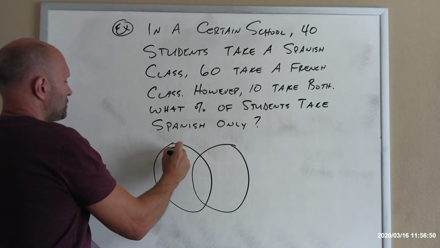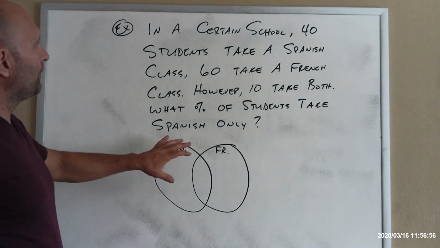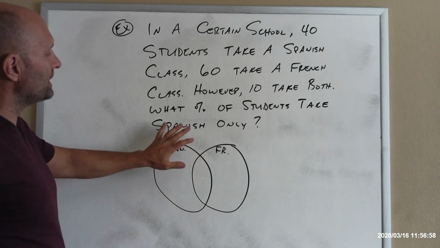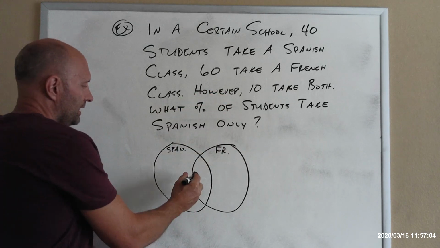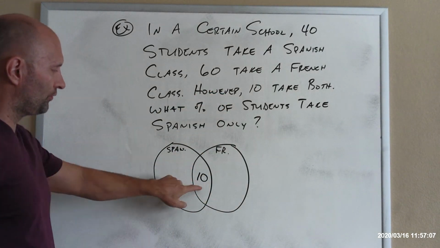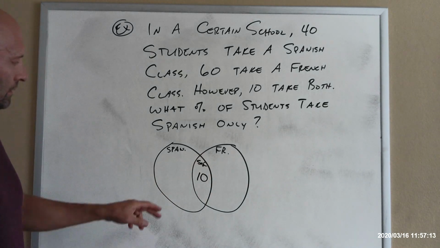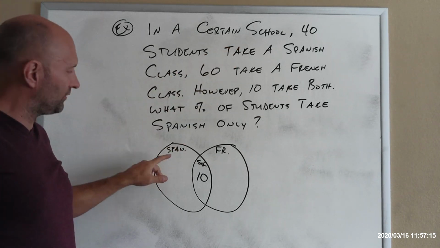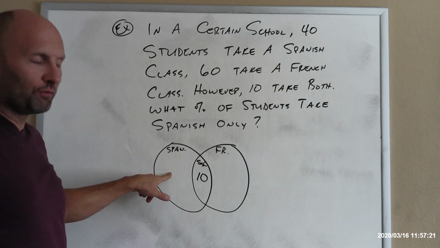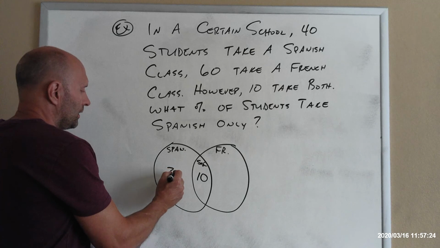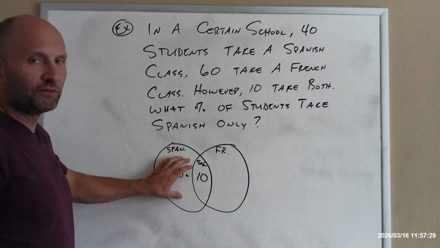let's call this Spanish, let's call this French. So how many are taking Spanish? Well, 40 total. How many are taking French? 60 total. But 10 are taking both. So 10 goes inside here, which is Spanish and French. So if 40 students are taking Spanish, but 10 are taking Spanish and French, how many does that leave over taking just Spanish? Well, that would be what? 30. Because 30 plus 10 is 40 students total taking a Spanish class.